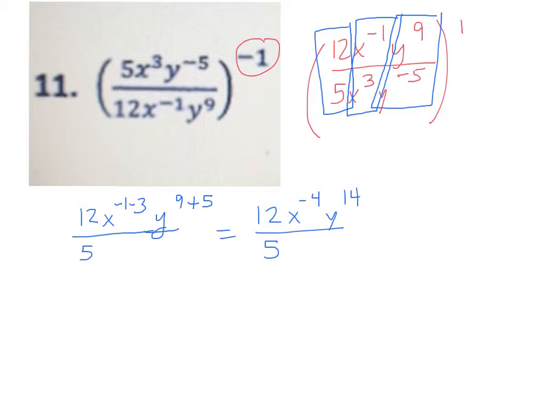I'm not done. I can't leave this negative exponent here. So I'm going to take this whole x term and bring it down to my denominator. I'm taking its reciprocal, and it's going to change my exponent to a positive number. So my final answer is going to be 12 y to the 14th over 5x to the 4th. And there you go.